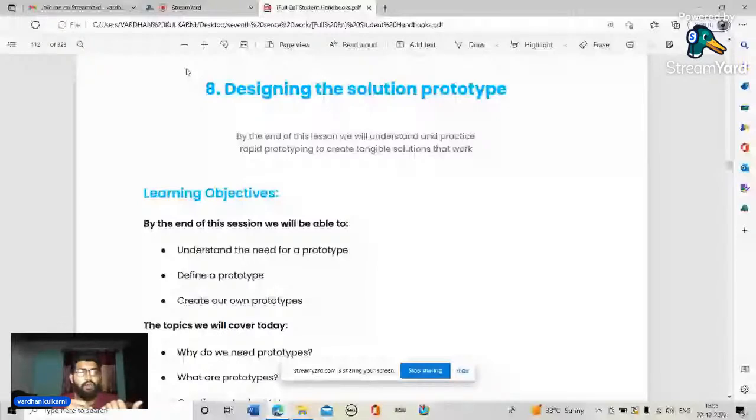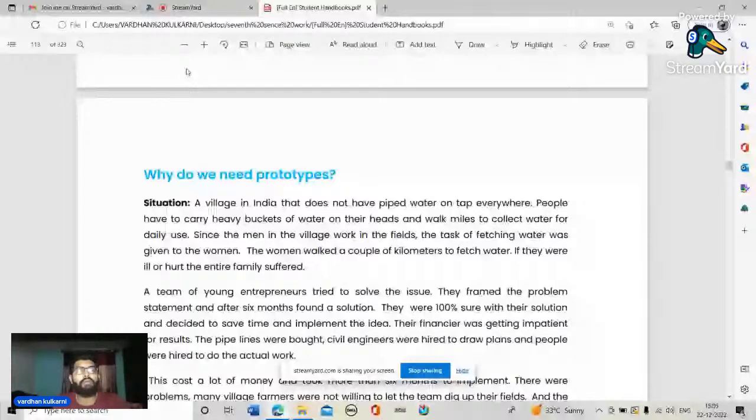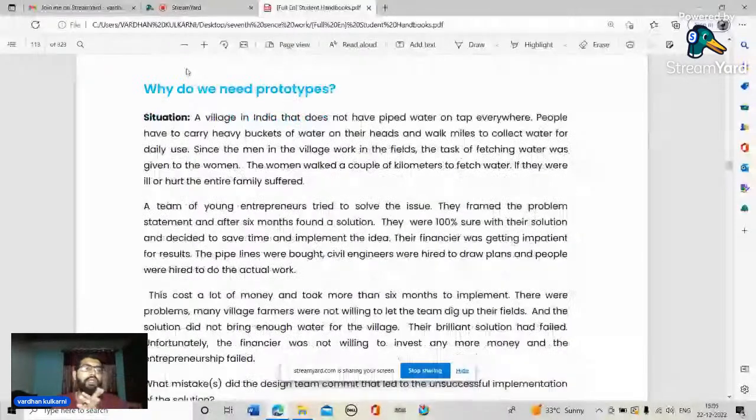Now let us understand what a prototype is and why prototypes are needed. Suppose the situation is a small village in India that needs piped water on a tap everywhere. People have to carry heavy buckets of water on their heads and walk miles to collect water for daily use. Since the men in the village work in the fields, the task of fetching water was given to women. The women walked a couple of kilometers to fetch water. If they were ill or hurt, the entire family would suffer.